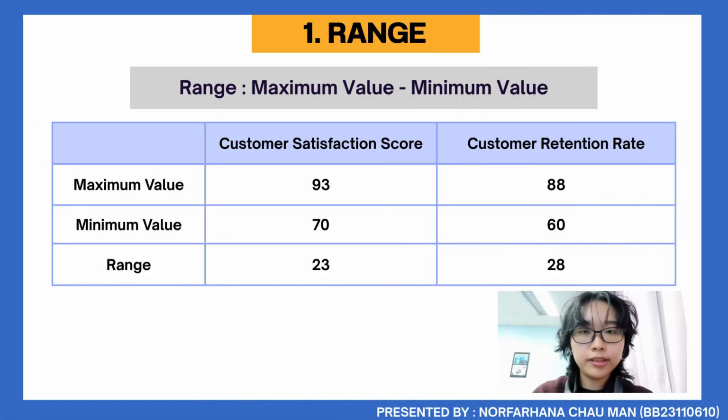Range. To calculate the range, we subtract the minimum value from the maximum value. So for customer satisfaction score, the range is 23. For customer retention rate, the range is 28.